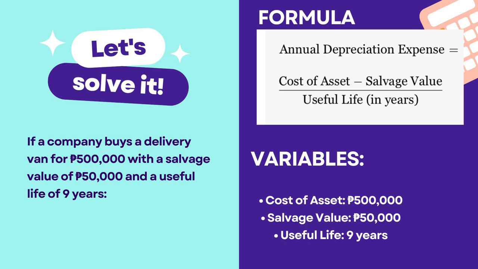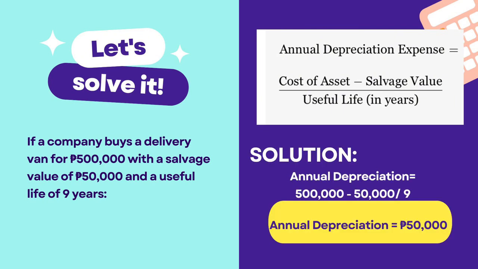Using the formula, annual depreciation expense is equal to cost of asset minus salvage value over the useful life. Let's identify the variables. Cost of asset is $500,000. Salvage value is $50,000 and the useful life is 9 years. Plugging into the formula: 500,000 minus 50,000, all over 9. So the annual depreciation is $50,000. So the company will record $50,000 in depreciation expense every year for 9 years.